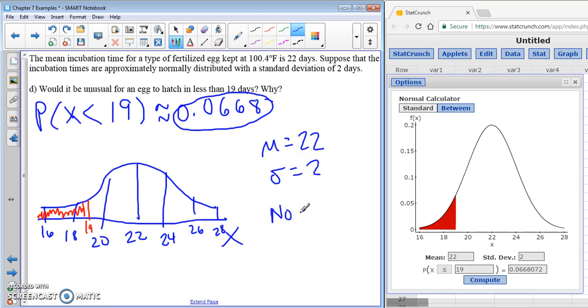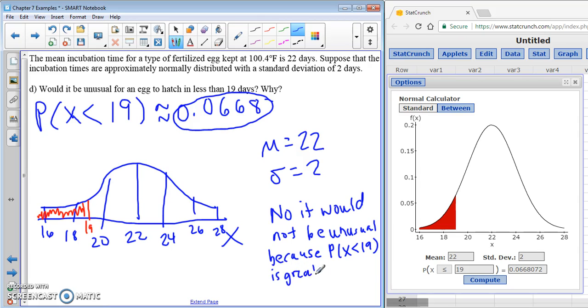Okay. So would it be unusual for an egg to hatch in less than 19 days? No, it would not be unusual, because the probability that X is less than 19 is greater than, and our magic number here is 0.05, right?